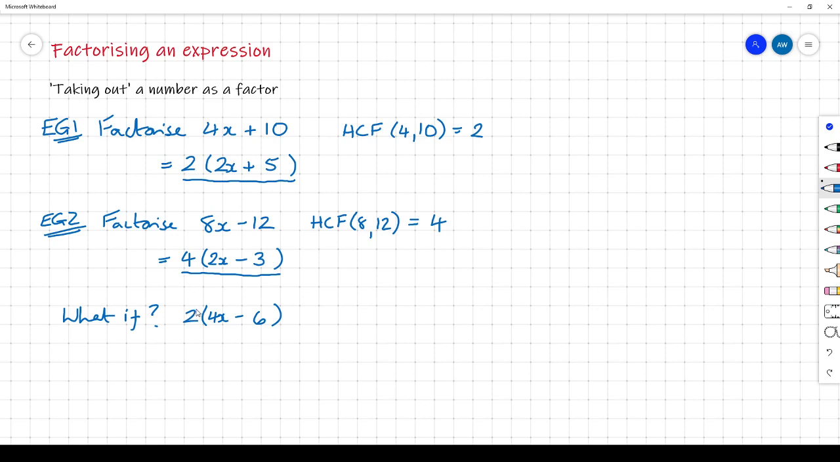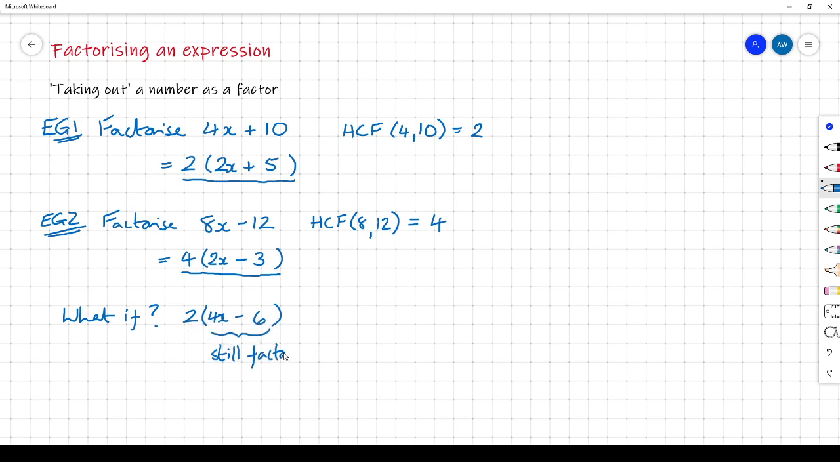So all seems okay. But what you should do is check inside the bracket, these two terms here, and ask yourself, could I still factorise these two terms? Is there still a factor of the two numbers I've got here? Is there a number that goes into 4 and 6? Well, there is, isn't it? So we can still factorise this.